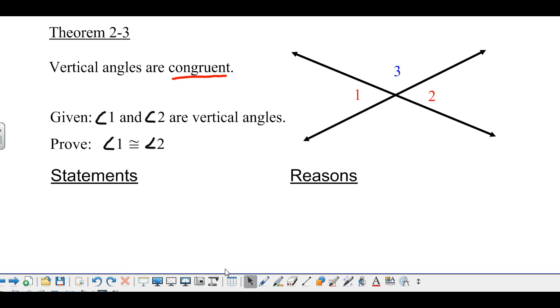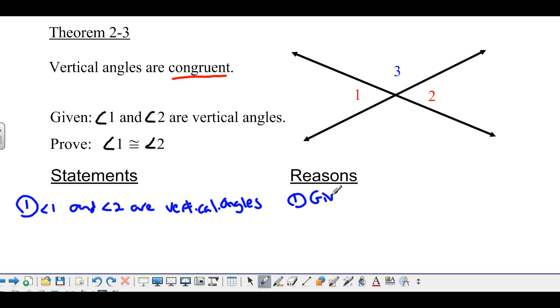So we know that the very first statement in any proof is the given. So we're going to say that angle 1 and angle 2 are vertical angles. Those are the angles there that are marked in red, vertical angles. And our goal is to actually prove that those angles are congruent. And notice I have another angle that I've numbered, angle 3 here in blue. We're going to use that piece of information.